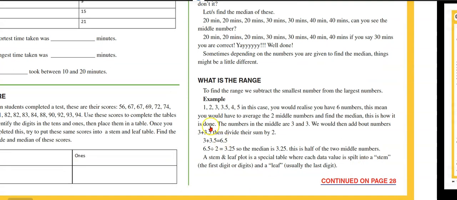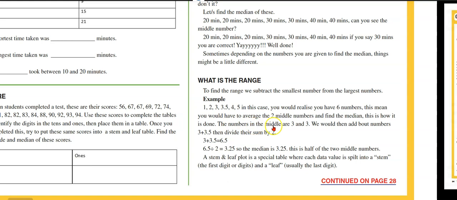What is the range? To find the range, we would subtract the smallest number from the largest number. For example, 1, 2, 3, 3.5, 4, and 5. In this case, you would realize that you have 6 numbers. This means you would have to average the 2 middle numbers to find the median. That is how it is done, and we said that before.